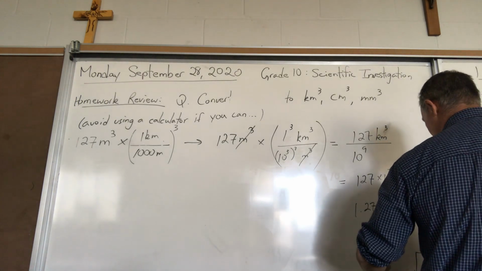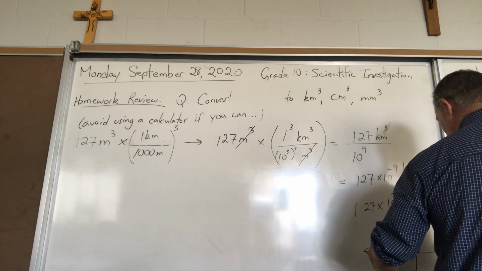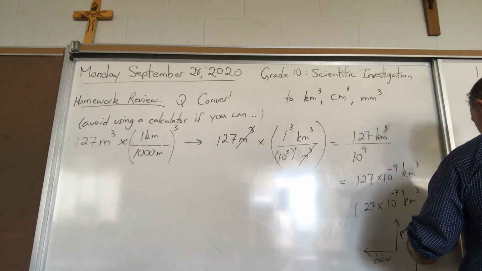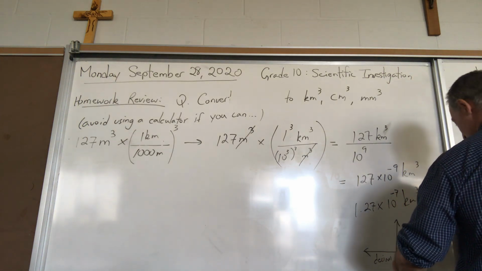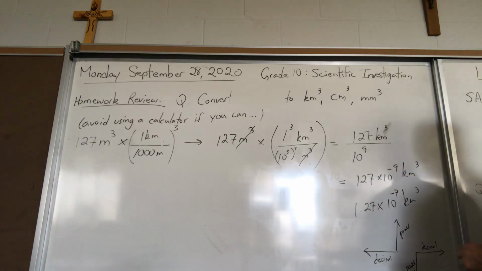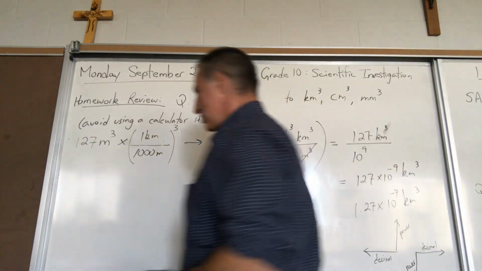So here's your decimal. There's your power. Here's your decimal in this case. And this is what happens to the power. Okay, so that's your first one. Now let's do centimeters cubed.